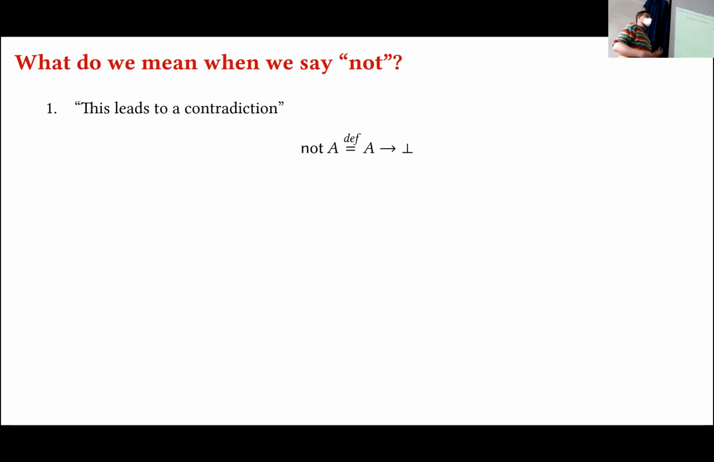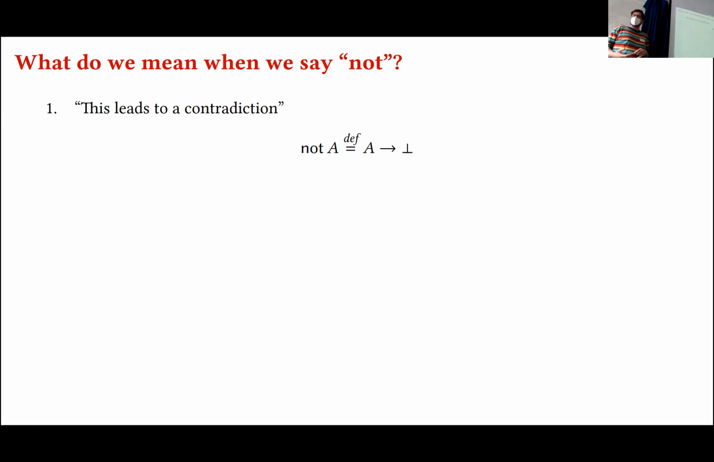So what do we mean when we say not? So one way of saying it is this leads to a contradiction. So that's what the intuitionistic logic thing is saying. Saying that if we were to get A, then somehow this would lead us to a contradiction. So it says that there's no way we can possibly have ever come up with this A thing.